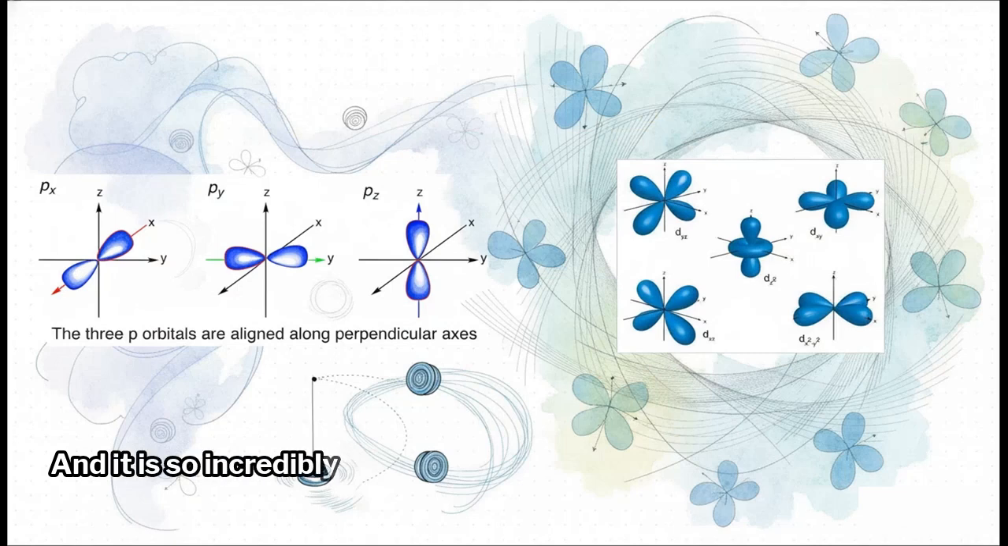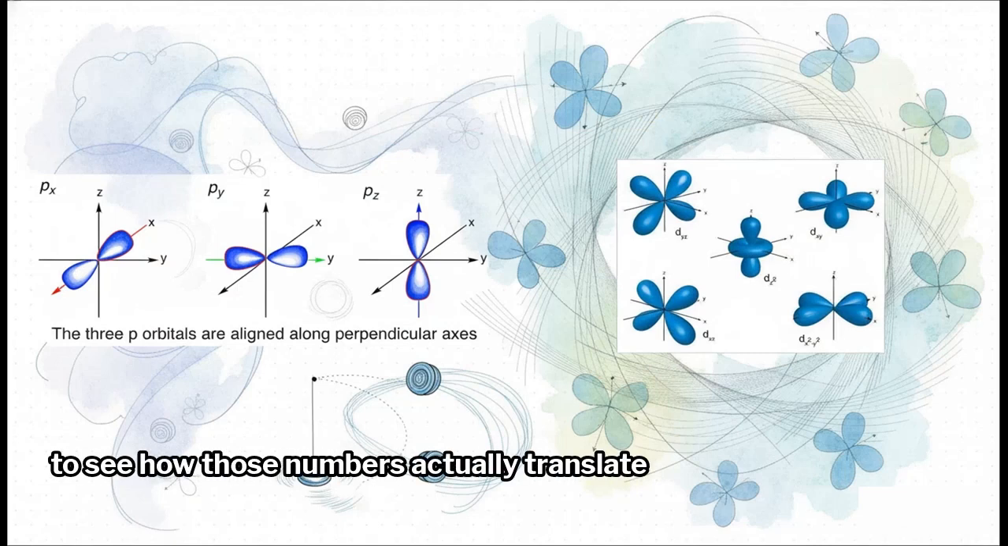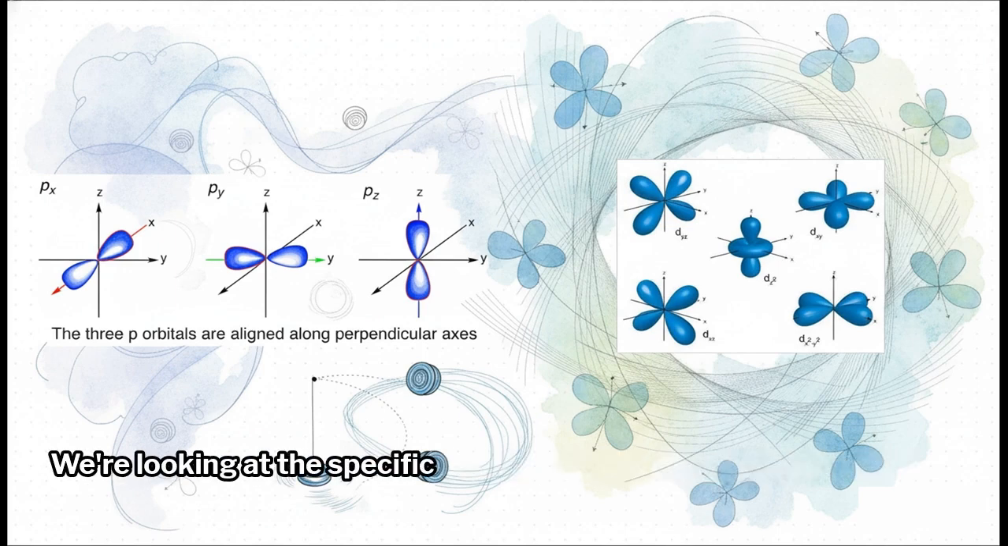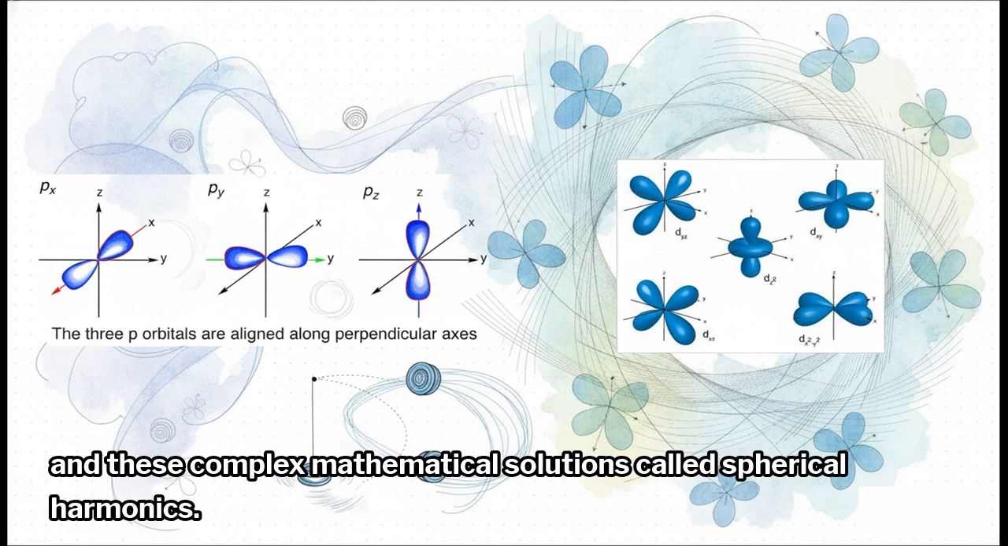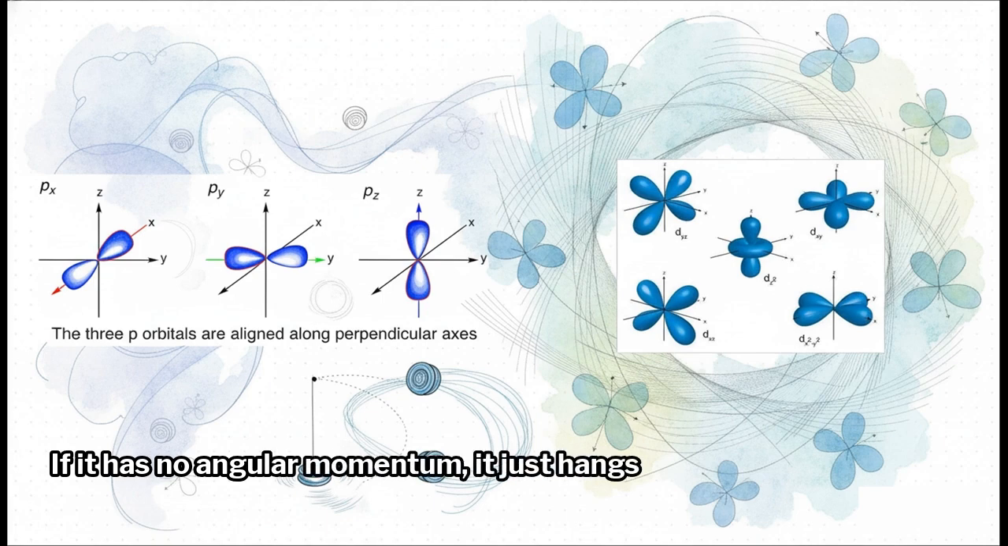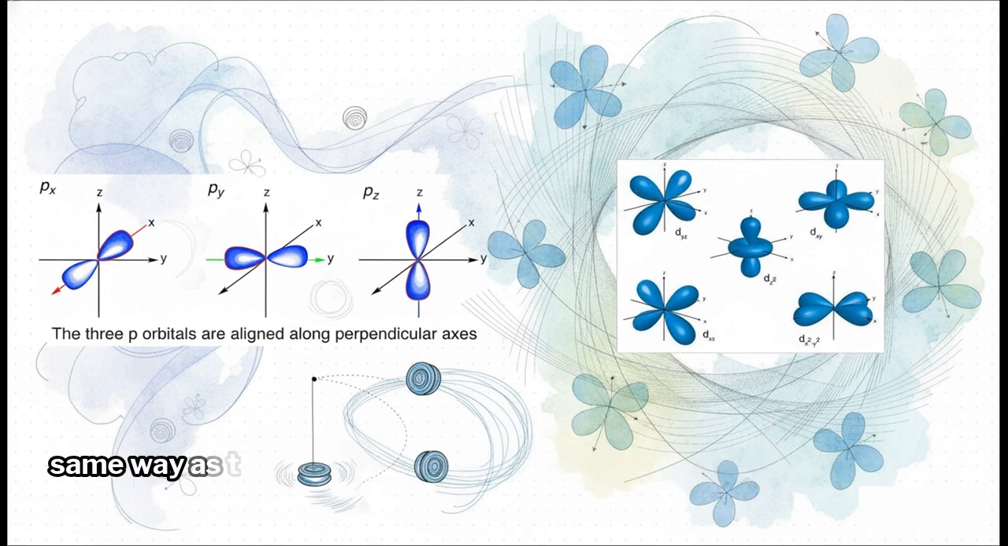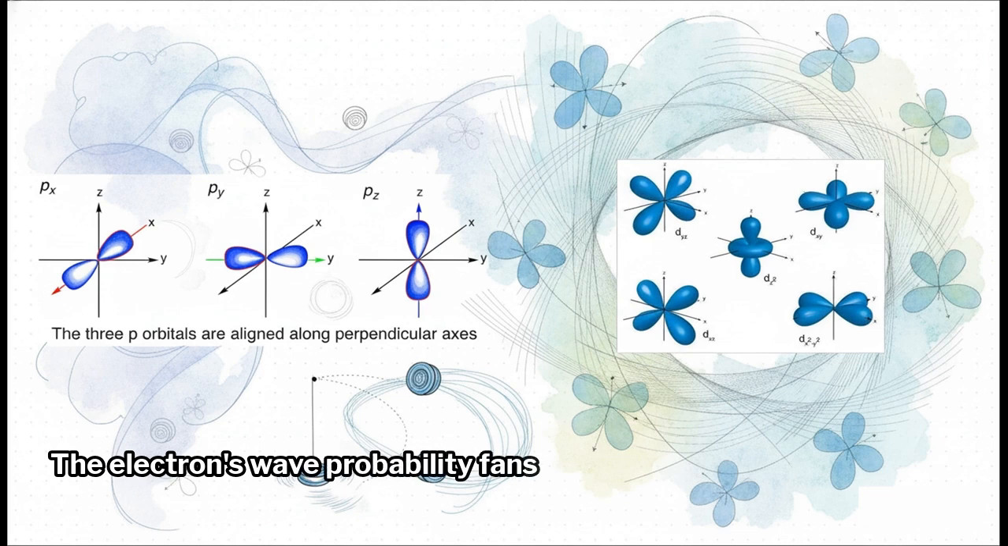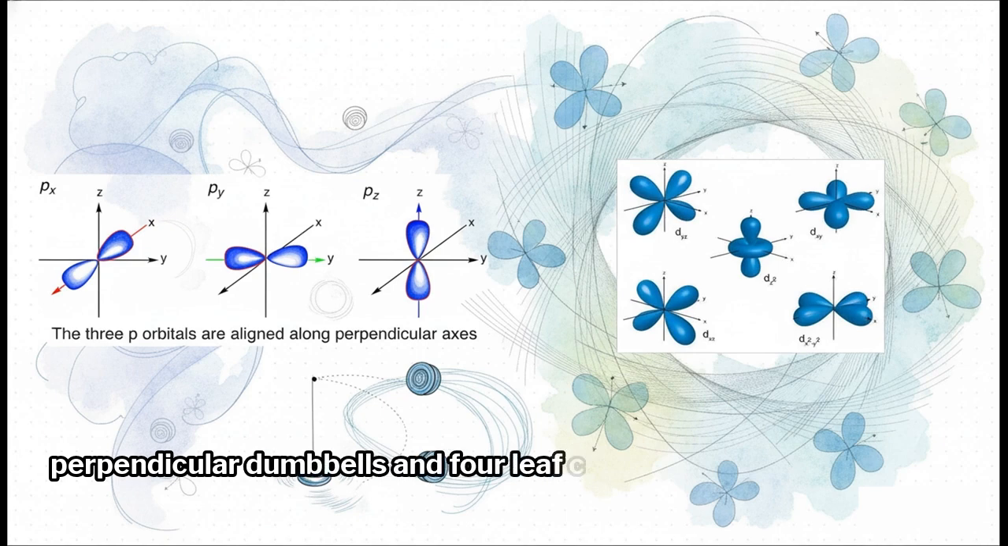And it is so incredibly cool to see how those numbers actually translate into physical reality. We're looking at the specific, lobed shapes of the p and d orbitals here. These distinct geometries are totally dictated by angular momentum and these complex mathematical solutions called spherical harmonics. Just picture a yo-yo for a second. If it has no angular momentum, it just hangs straight down. But give it angular momentum, and it swings out. In the exact same way, as those quantum numbers increase, representing higher angular momentum, the electron's wave probability fans out. It goes from being a simple little sphere into these crazy perpendicular dumbbells and four-leaf clover shapes.